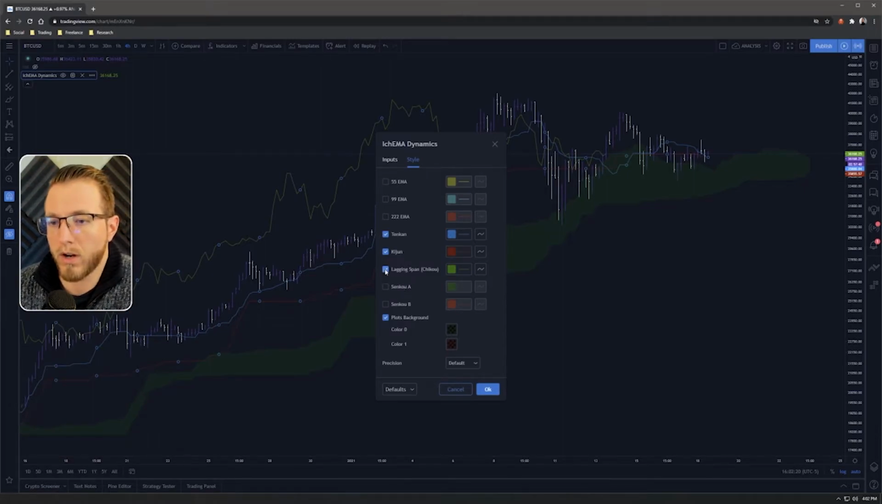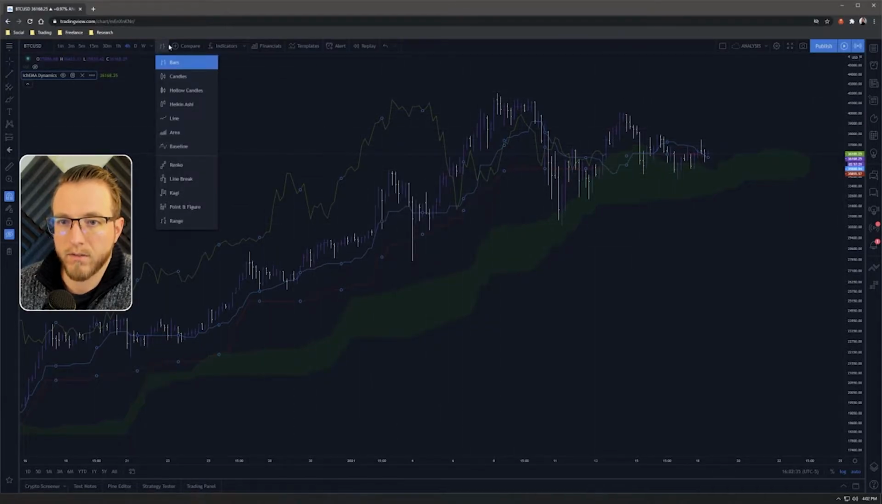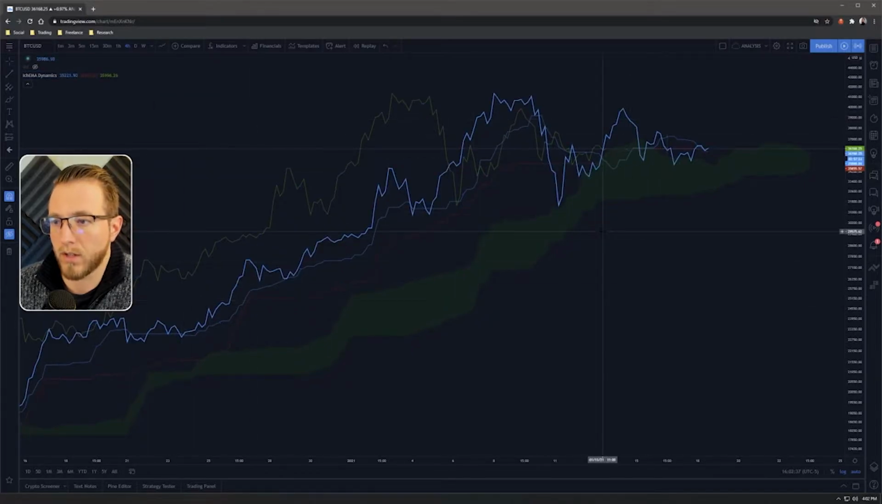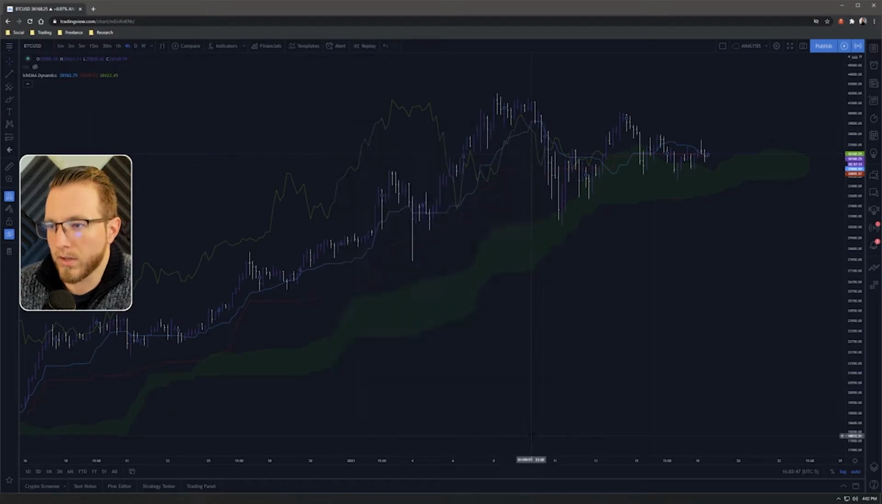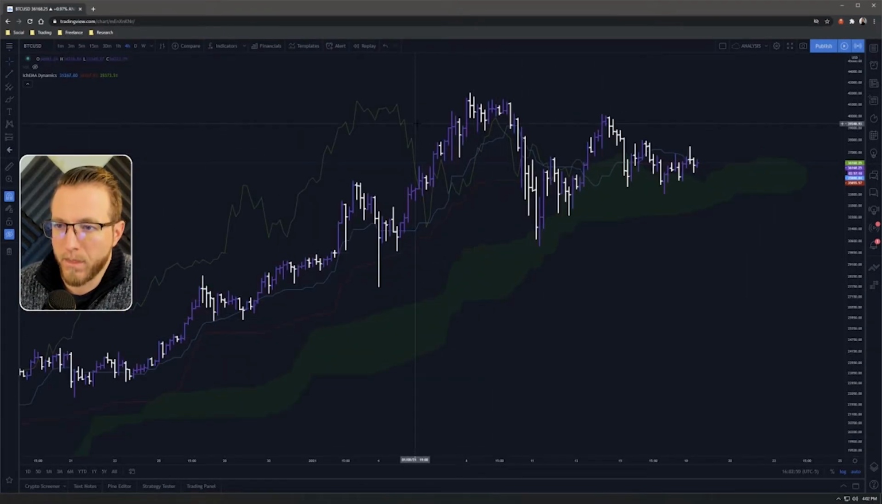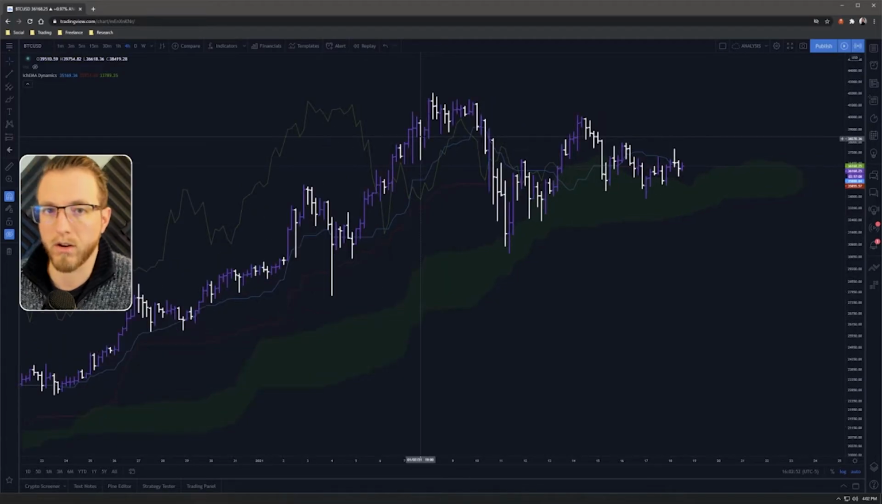So why would you want a lagging span that's basically just mimicking the price a certain number of candles before, and just shifting the price line over? If you actually take this and turn it into a line, you can see that this is the exact same as the price action. It's just shifted over slightly. So why would we want something like that? Well, the reason is that it goes into the trading rules associated with Ichimoku Cloud.